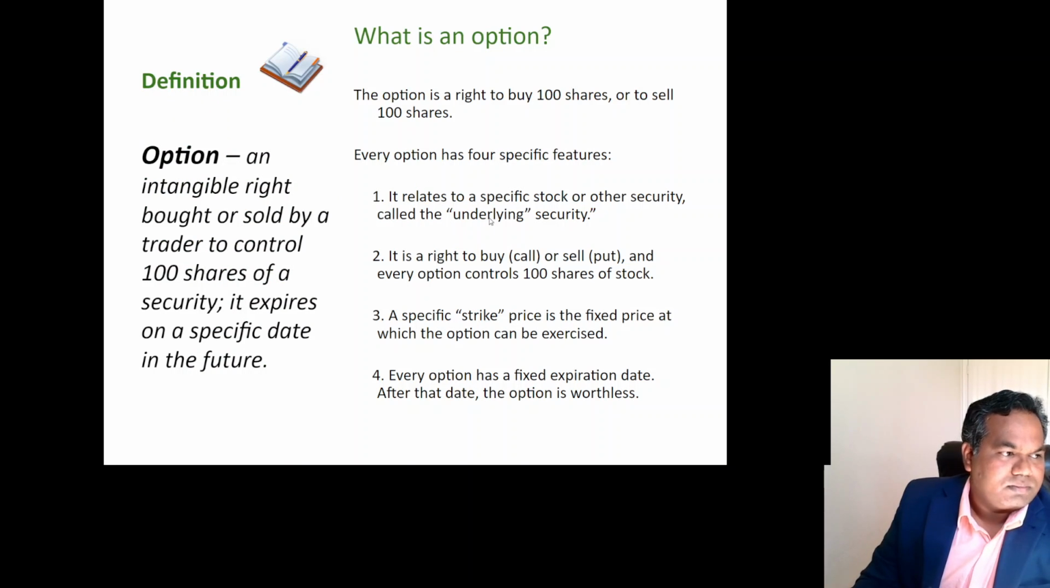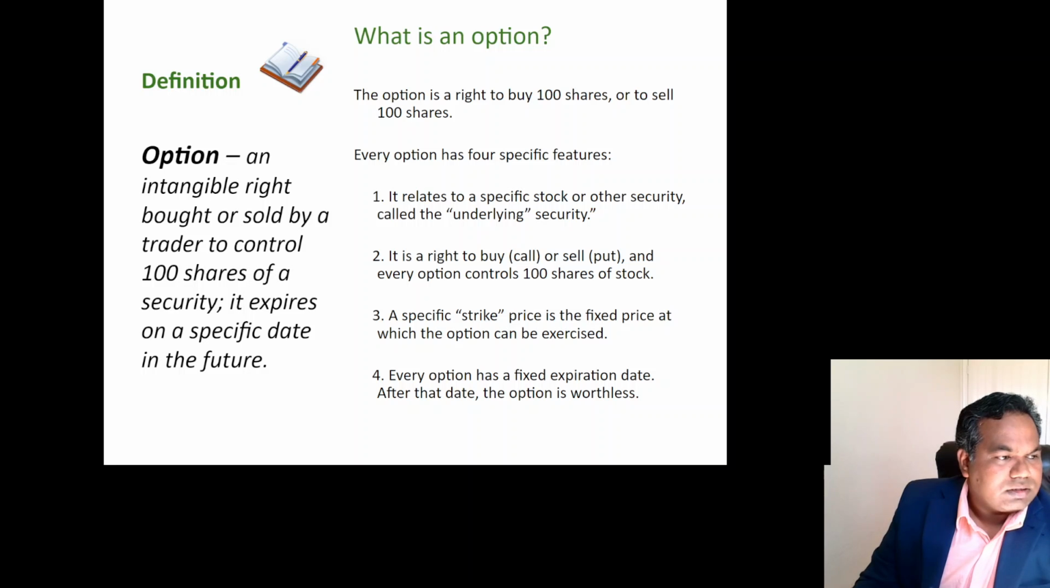So what is an option? An option is a right to buy 100 shares or sell 100 shares. It sounds interesting. An option is an intangible right, bought or sold by a trader, to control 100 shares of a security. It expires on a specific date in the future. So basically, an option is nothing but a contract.